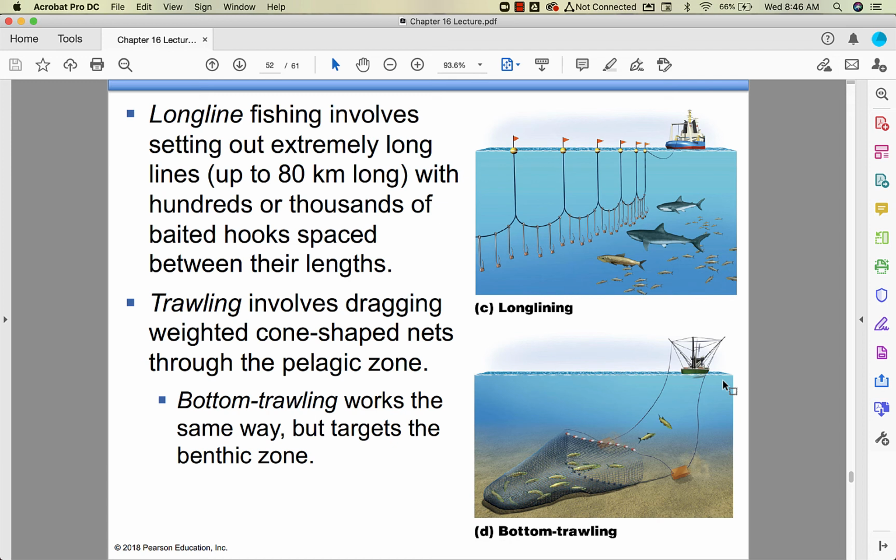Trawling is basically when you drag a weighted cone through the pelagic zone or the benthic zone. The pelagic zone is the area where fish swim freely. So you pull this big cone-shaped net, and you just grab everything that's in the water column. Bottom trawling is when the net sits on the ground with weights, and you can see that here, and they drag it along the bottom. Okay, so different ways to catch fish.